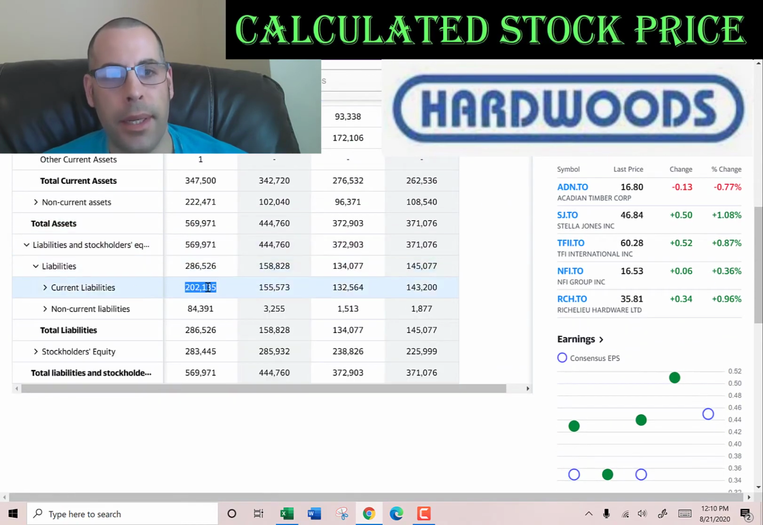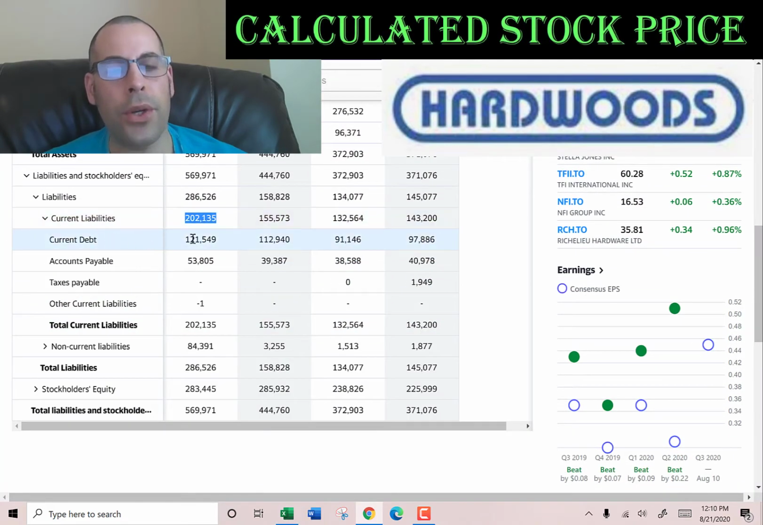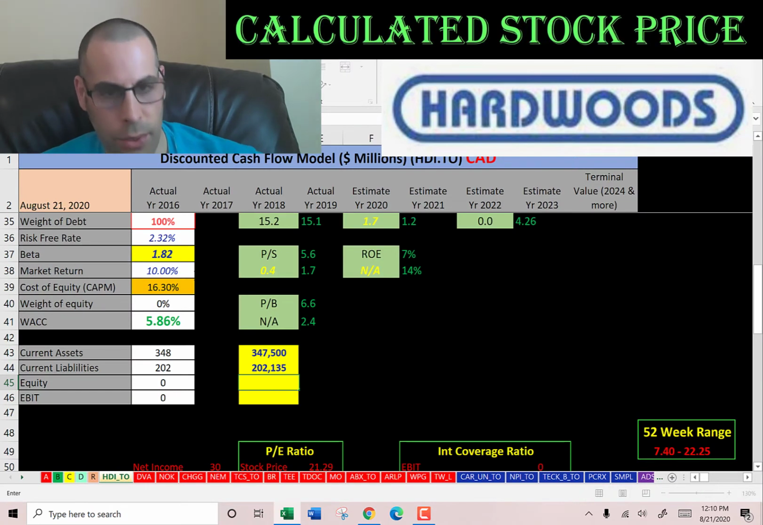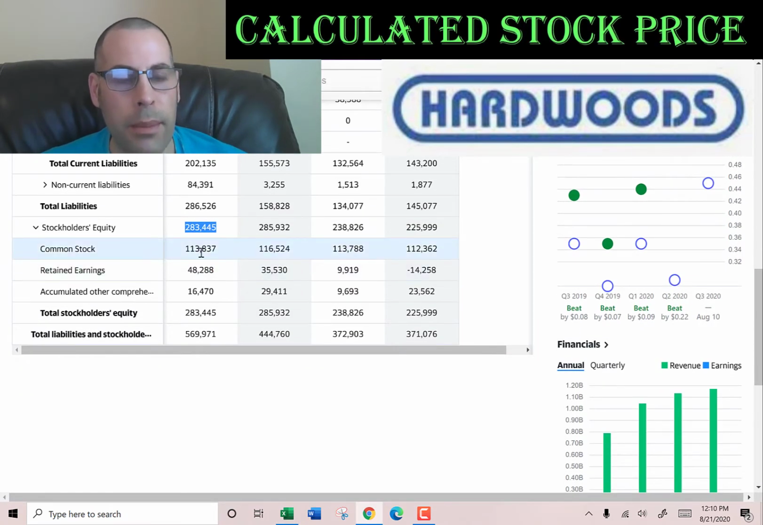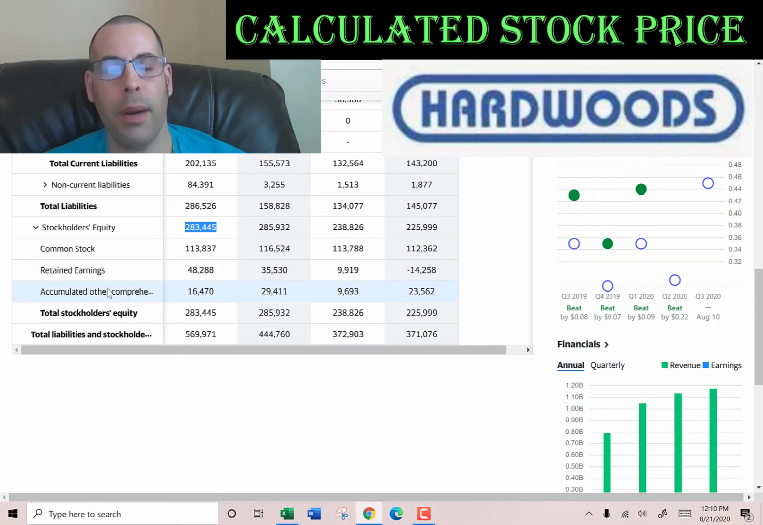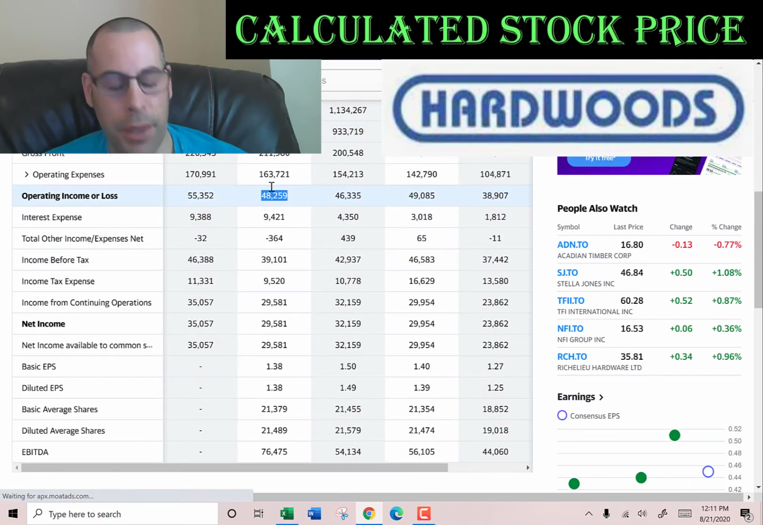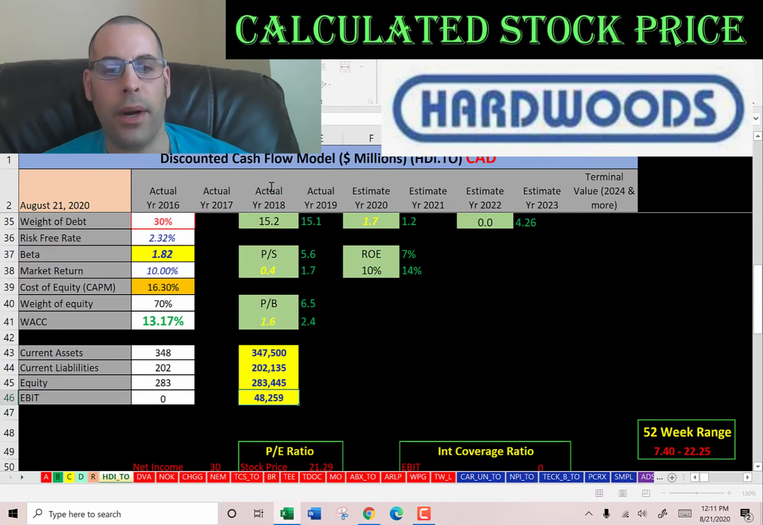Let's get their current liabilities, that's $202 million. And that's $121 million of current debt, $53 million of accounts payable. That's how much money the company owes other companies over the next 12 months. And let's get the stockholders' equity. That's the value of the company according to the balance sheet, $283 million. $113 million of common stock, $48 million of retained earnings, and $16 million of accumulated other comprehensive income. Let's go back to the income statement, get their operating income. That's how much money the company makes on its regular operational business prior to paying interest and taxes.